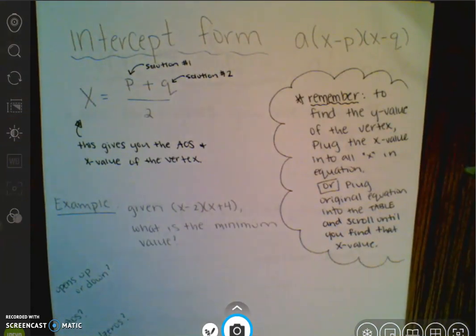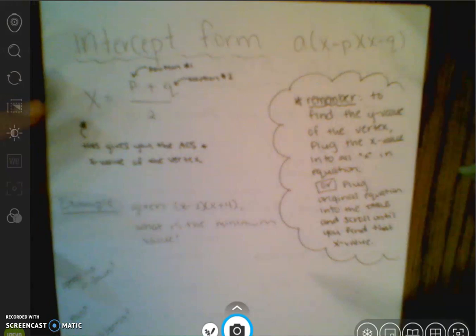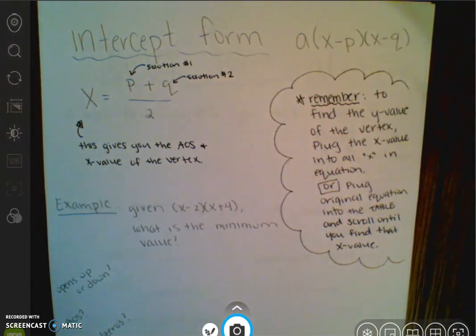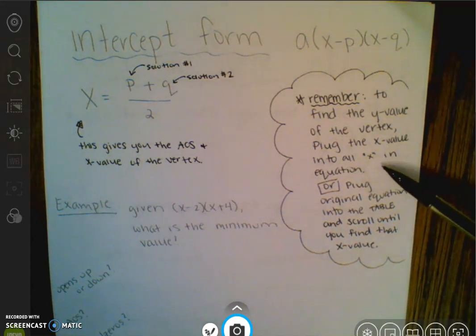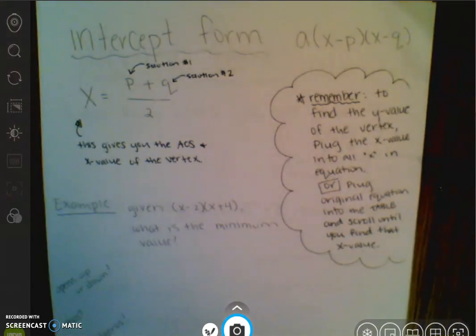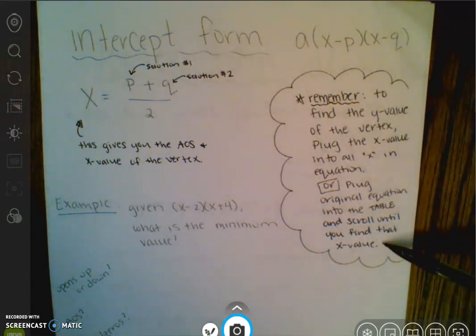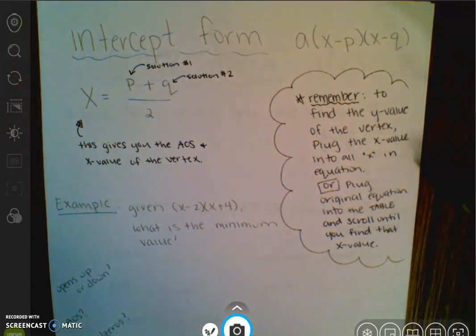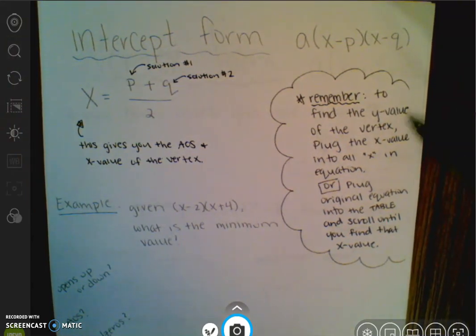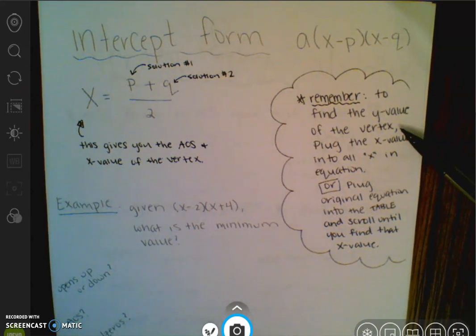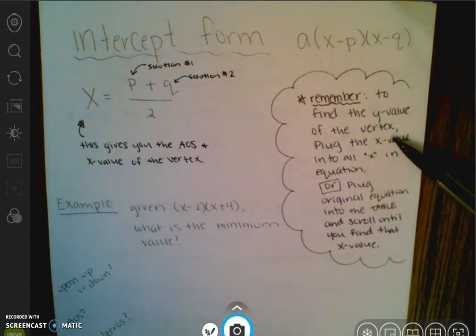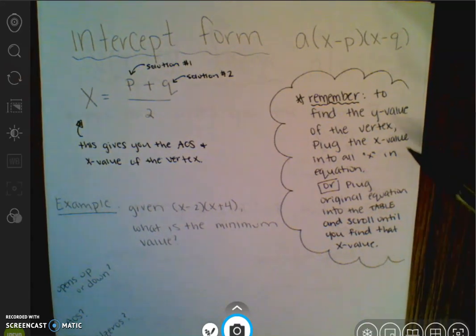So notice how this is a p and a q, and this is a negative p and a negative q. So when you're solving, remember, it's always going to swap signs. So I'm going to give you an example in a second. Okay, so just remember that. And it says, remember to find the y of the vertex. You can plug the x value into all the x's of the equation, like what we just did on the previous one, or plug the original equation into the table and scroll until you find that x. Okay, so you can do the same thing to find the y value of the vertex, or let's say you need the y-intercept. Same thing, you can use the table.